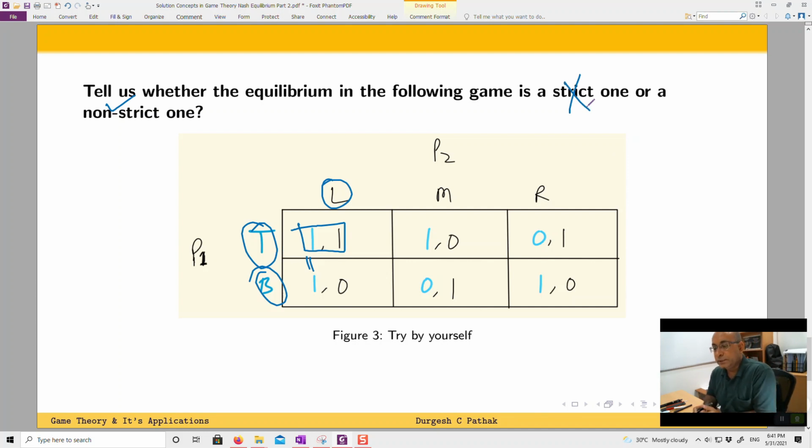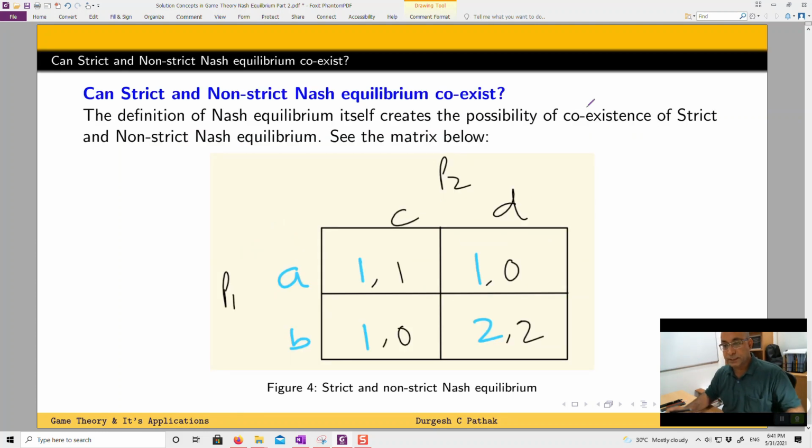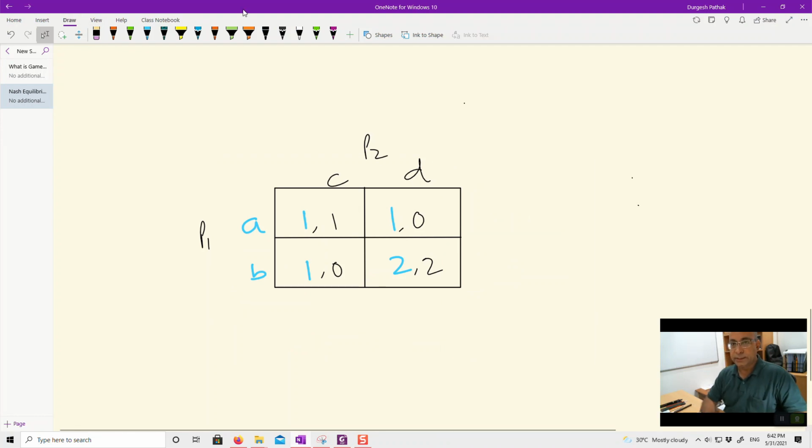Now comes the question, can strict and non-strict Nash equilibria coexist? So again the answer should be yes, because the definition itself makes it possible that they can coexist, since it says greater than or equal to. So see this particular game, here we have two Nash equilibria. So let's go back to OneNote and see how many Nash equilibria we have here. We have two Nash equilibria by using the deviation property. One is this, another is this.